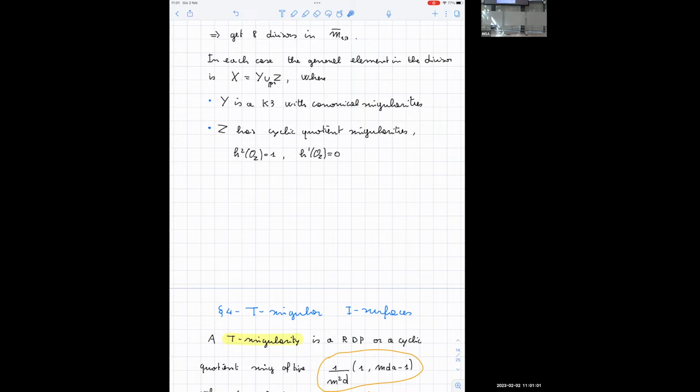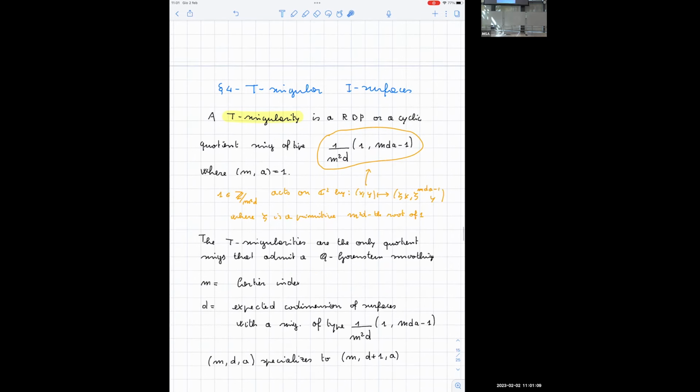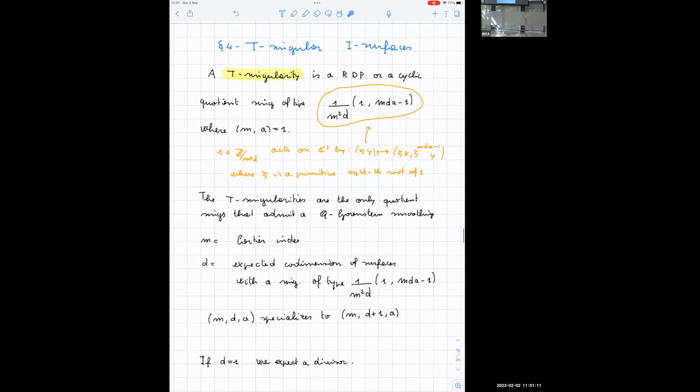At this point we try to choose a different approach, because as I said, this is somehow the easiest case, but as I told you, you have a moduli space of dimension 28, so not so easy to explore. So we decided we would like to look for divisors, and so we looked at the so-called P-singularities.